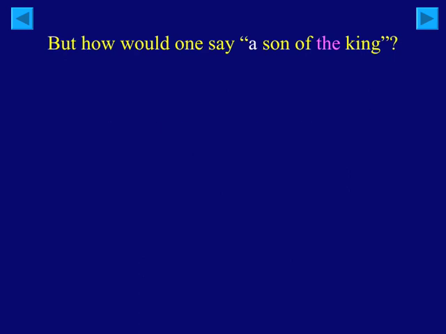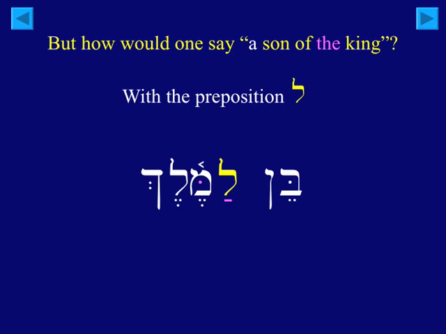But when the absolute noun is definite, the whole chain becomes definite, and so, for instance, Bein HaMelech would mean the son of the king. How would one say a son of the king? You would not use a construct chain at all. You would use the preposition lamed. Bein la melech. You can see that la melech is definite because the definite article is lurking behind the lamed. You see it there in the patach and the doubling. La melech, to the king.